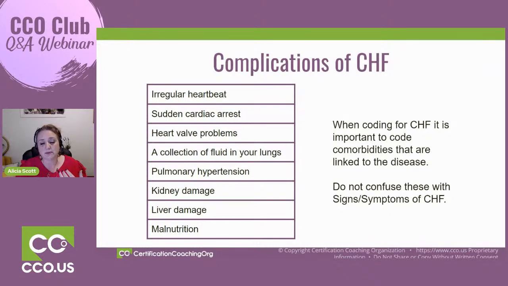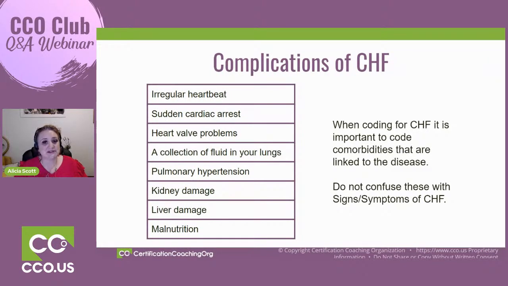Quickly, irregular heartbeat, so any type of arrhythmia that may be associated, and with these arrhythmias, it could be AFib, A flutter, and all the different types. And so that's one avenue that would add another code. Sudden cardiac arrest, so the patient could have a heart attack. Heart valve problems, the valves themselves wear out. A collection of fluid in the lungs. This isn't necessarily the same thing as pneumonia, but it is like pneumonia in the fact that the lungs are filling up, but there's not necessarily infection. There's fluid on the lungs.